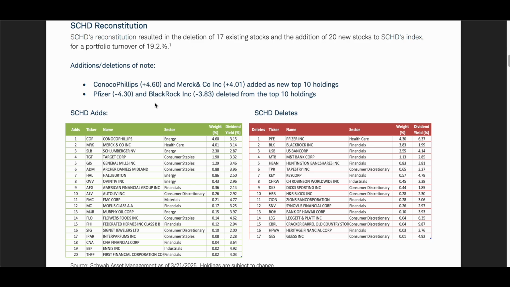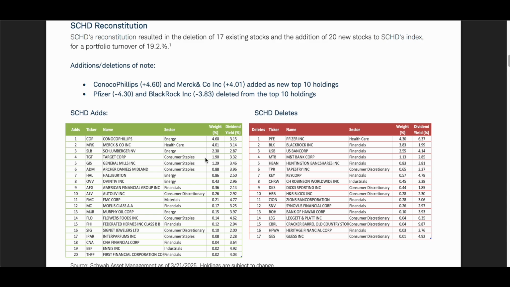All right, so some of the biggest additions and deletions to note are ConocoPhillips. This is an oil and energy company. They are actually the biggest addition to this fund. They now are just under 5% of the total SCHD fund, and they pay a 3.5% dividend yield. So just note this, guys, you have to be very comfortable with these companies if you want to continue to hold this particular fund. Another big one is the pharmaceutical company Merck, which is now 4% of the portfolio.